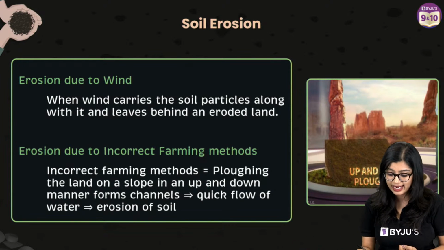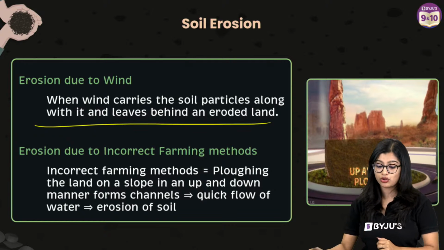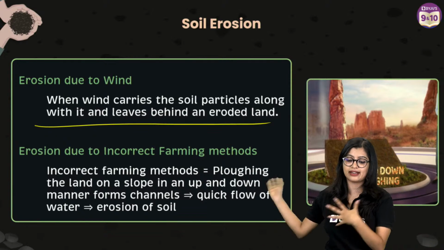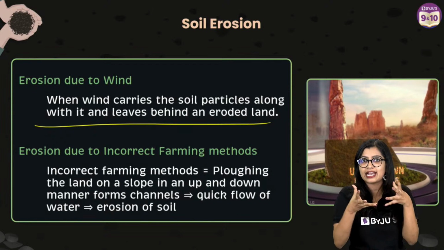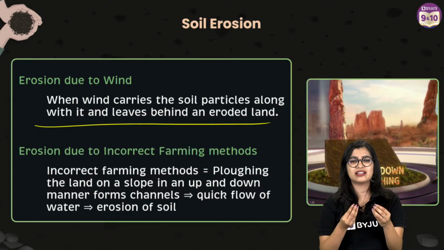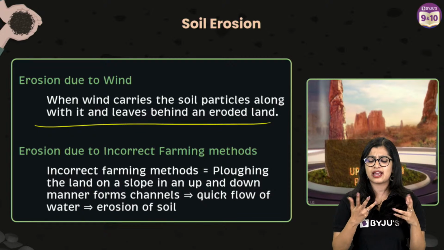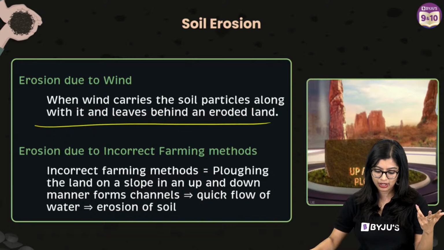But due to wind, it can happen when there are strong winds, right? They carry the soil particles and take them away. So effectively what happens is that if there is very loose soil, not like in the case of your black soil, which is very tightly packed, but very loose soil, and it is removed, that is normally happening because of wind.